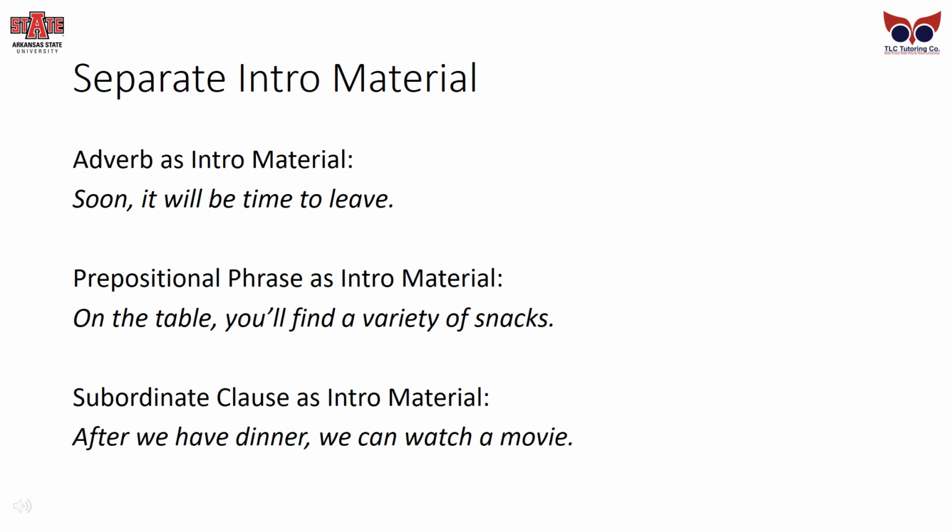In the third example, we see a subordinate clause as intro material. After we have dinner, we can watch a movie. Note that the subordinate clause begins with a subordinating conjunction after. We is the subject, have is the verb. Whether you have an adverb, prepositional phrase, or subordinate clause, all of these should be followed by a comma.